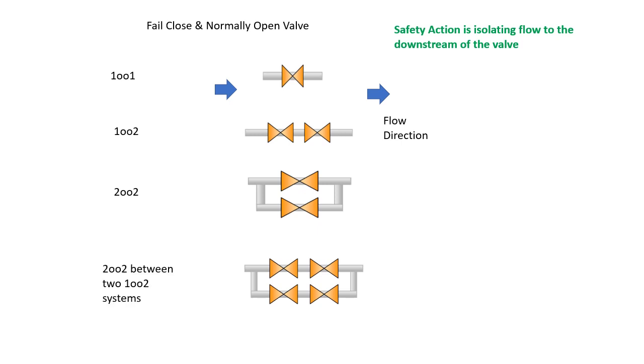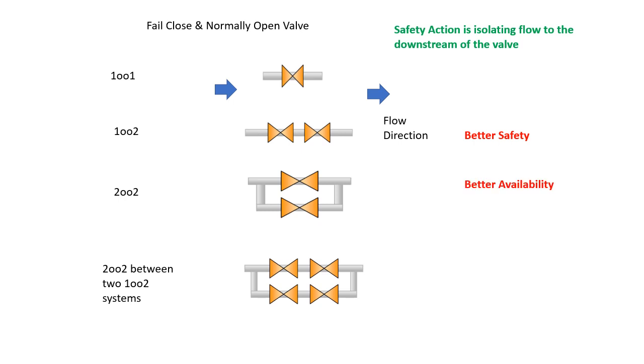So this is a 2 out of 2 combination between 1 out of 2 system. Now, what are the benefits of each system? So this 1 out of 2 system provides better safety, because if any of the valves closes, it cuts off the feed to the equipment, thus protects the equipment. So this provides better safety.